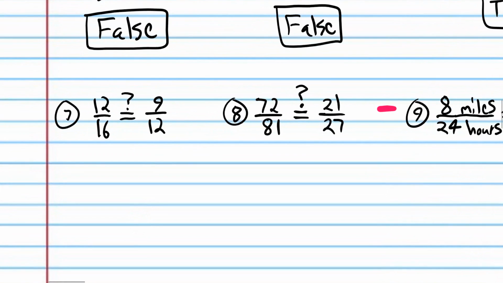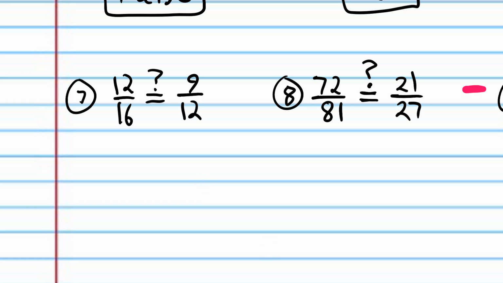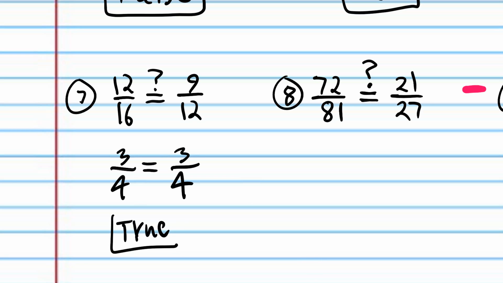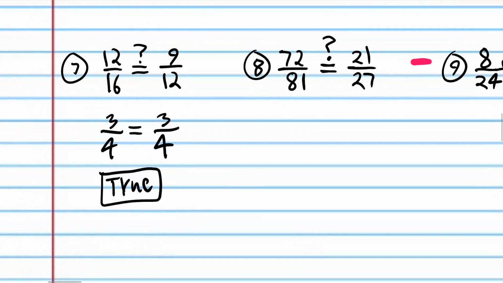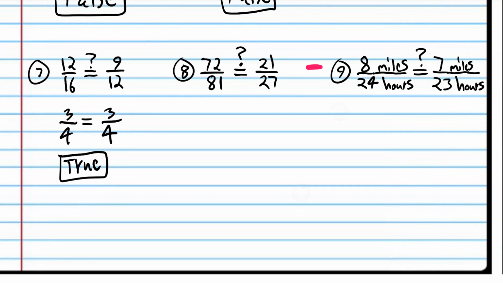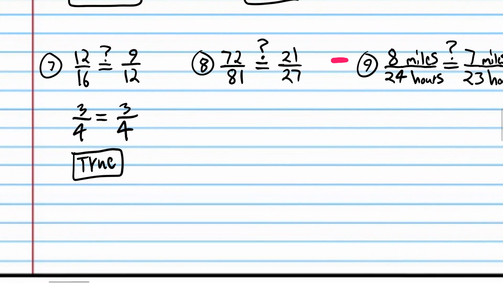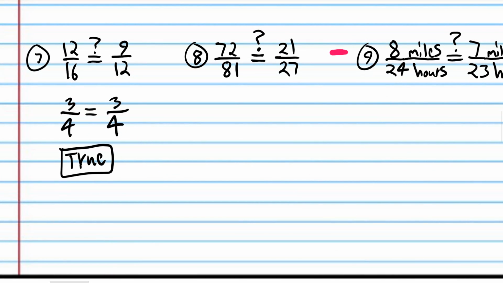All right, we're back. Reduce 12 over 16 to 3 over 4, and 9/12 reduces to 3 over 4, so the proportion is true. So if you said the proportion is true, good job. Why don't you try number 8, and when you're done, we'll come back and do it together.